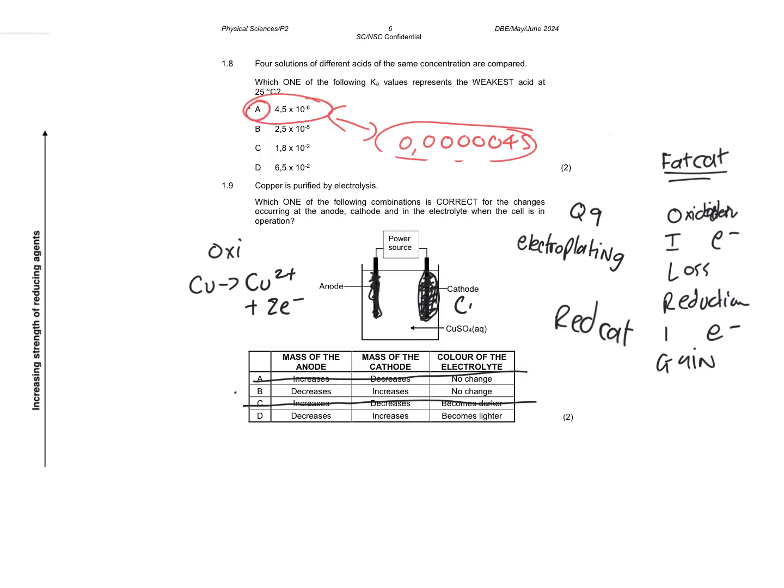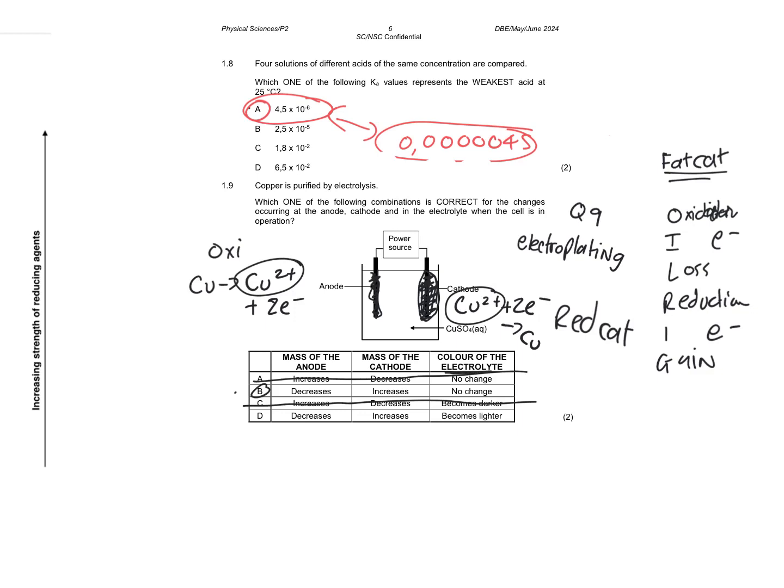What's happening here is reduction. It's getting the 2 electrons and making copper. But as the oxidation side makes this, the reduction side takes this. So there is no change in the electrolyte.